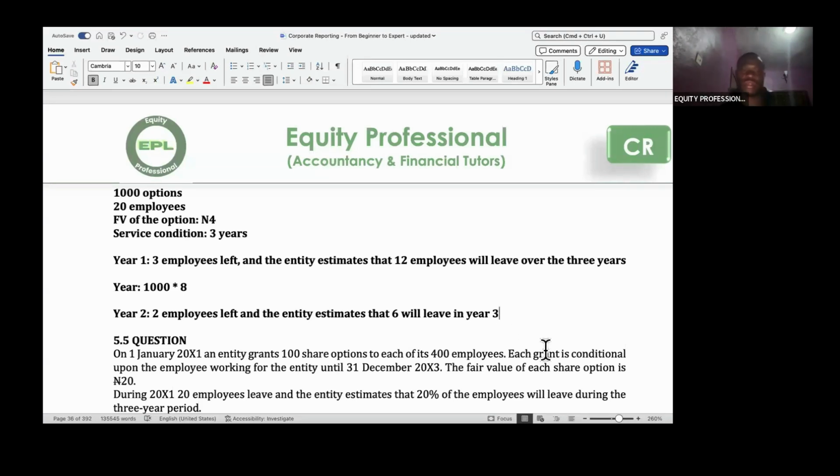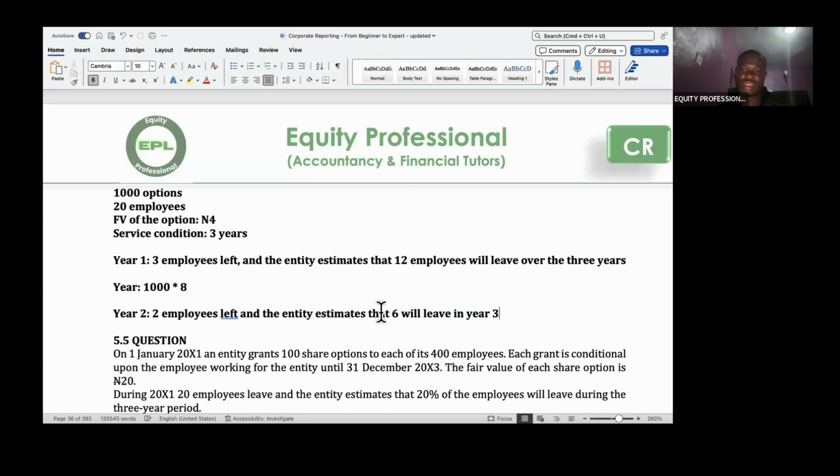So you said 9. Yes, 9 is the correct answer because they said 2 people left in year 2, and now they're estimating that 6 will leave in year 3. Over the 3 years, we know 3 left in year 1 for sure. Now 2 leaving in year 2 makes 5. In year 3 we have to estimate, so 6 will leave, making a total of 11. That means the number that will vest is 9. So you're perfectly correct. Bidemi, I get you now. We have now moved to year 2.